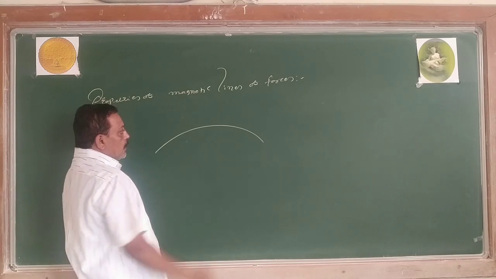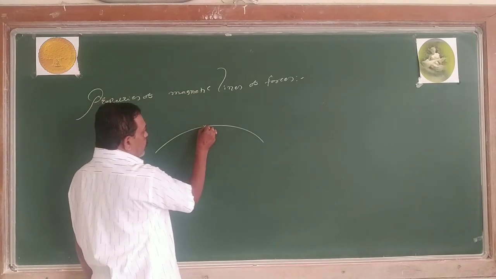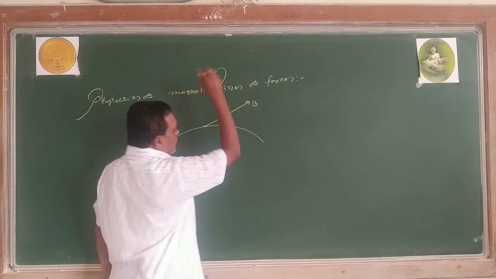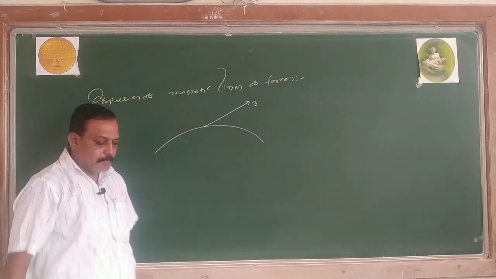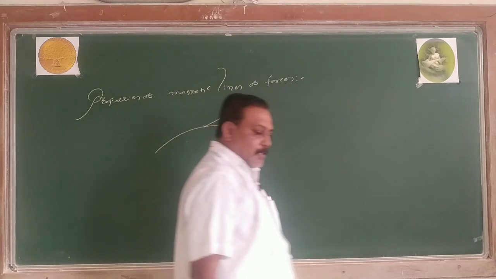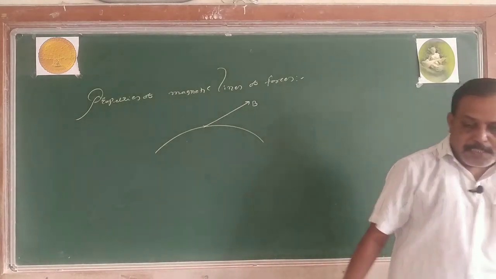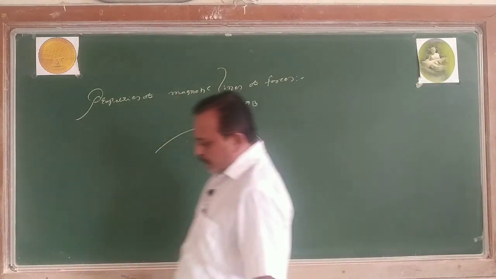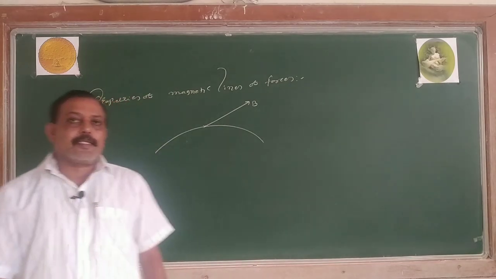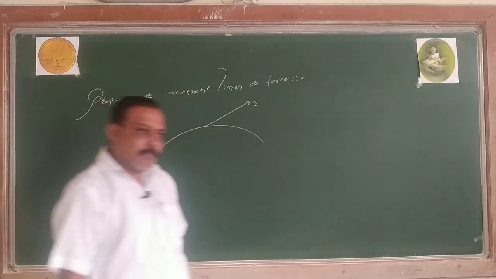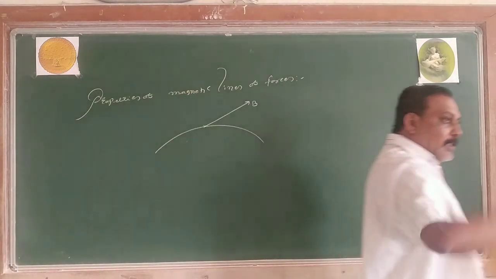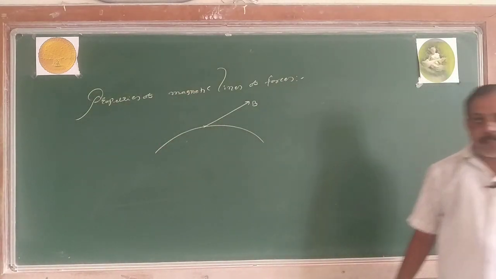If I draw the tangent at any point to the curve, that gives the direction of the magnetic field. These are curved lines, purely imaginary lines. The existence of the magnetic field is the real one, but it is represented by a set of magnetic lines of forces.